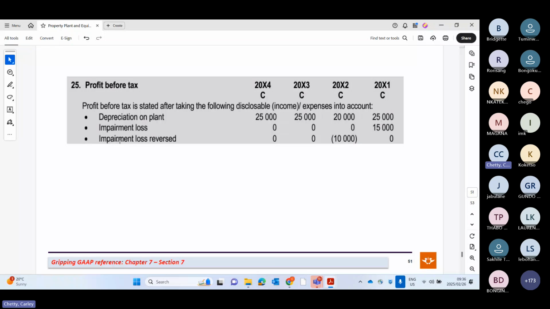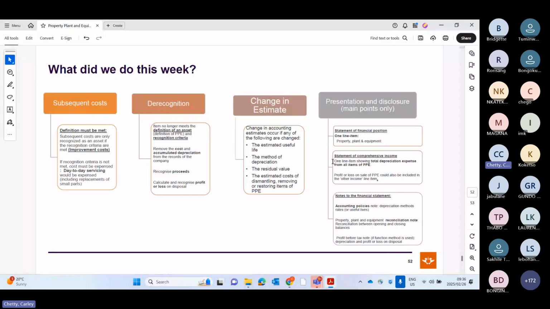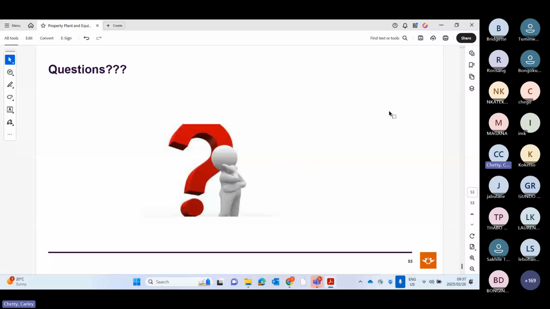So that is the end of the lecture, guys. This is just a recap that you can go through in your own time. What did we do today? We looked at subsequent costs. We looked at how to derecognize an asset, and we looked at a change in estimate, and we looked at presentation and disclosure, which you should be semi-familiar with from last year. That is the end of the lecture, guys. I'll post the recording, and for that last example, I have some additional calculations if you want to have a look at it later on.